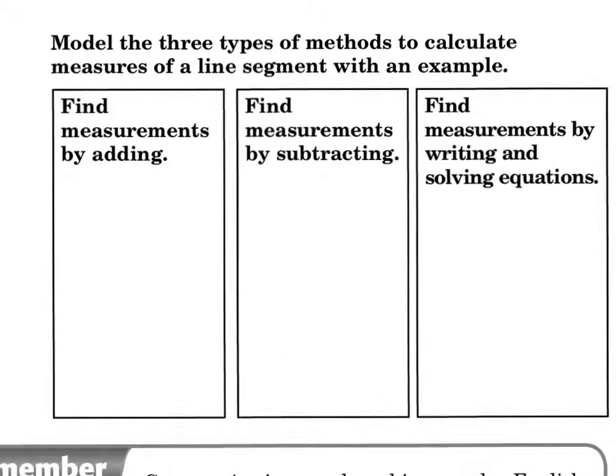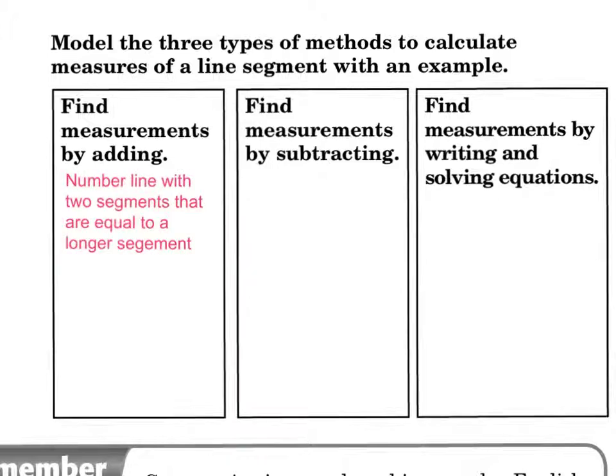Okay, next, what we're going to do is model the three types of methods to calculate measures of a line segment, and then write an example. So first one, we're going to talk about measuring by adding. And so that's done like so.